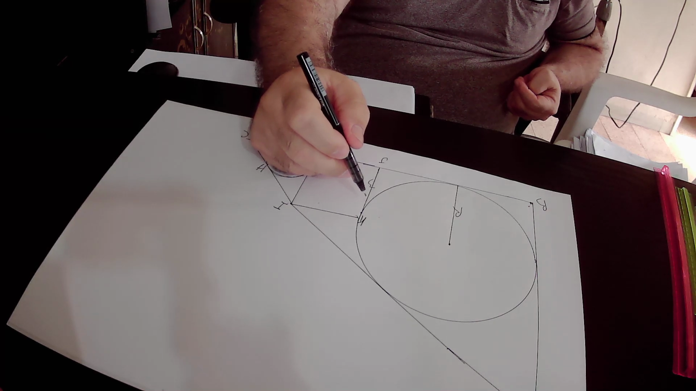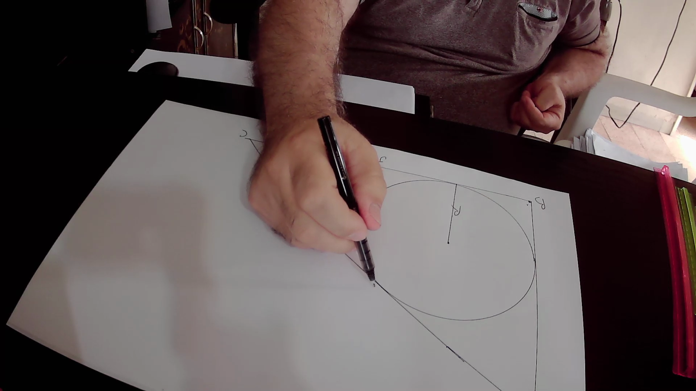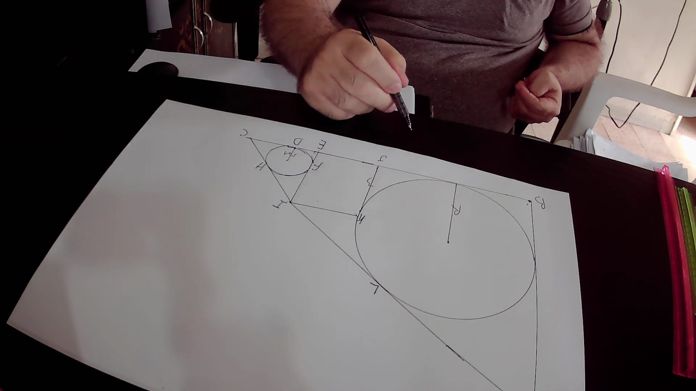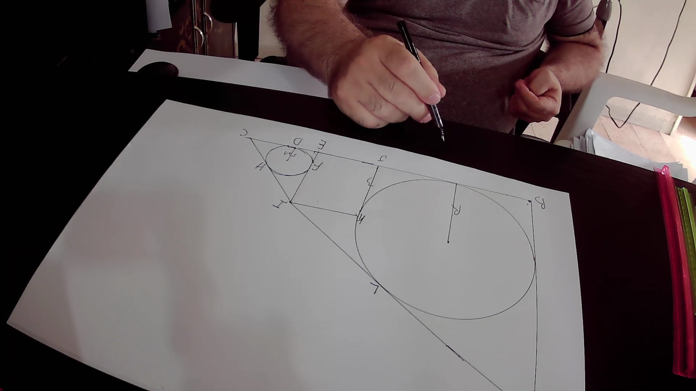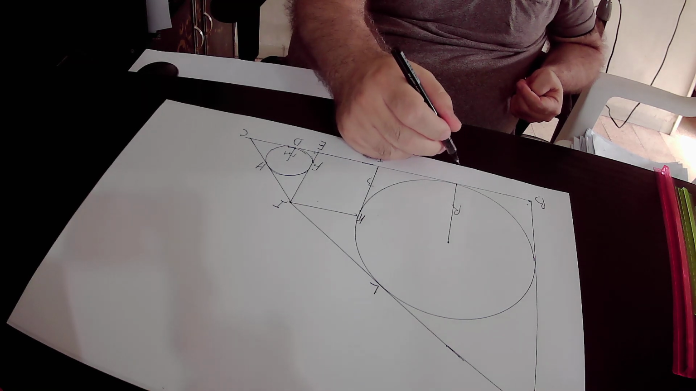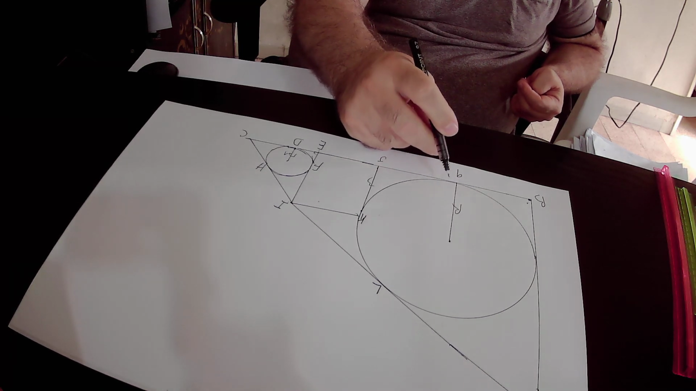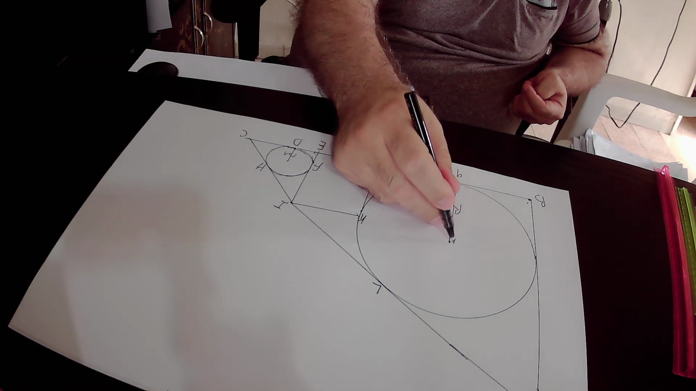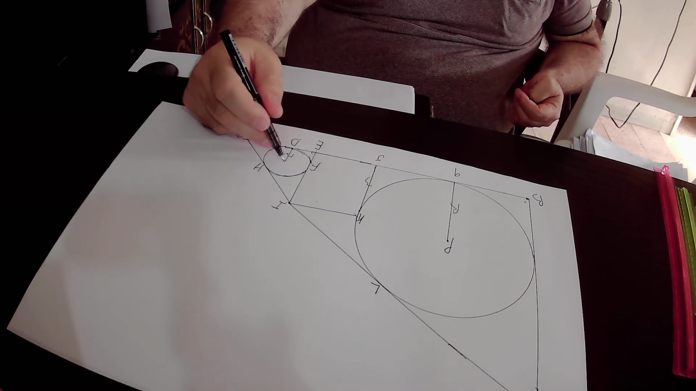We define the point of tangency of tangent AC with this big circle as L. We define the point of tangency of tangent BC with the big circle as Q. We define the center of the big circle as P, and we define the center of the small circle as O.